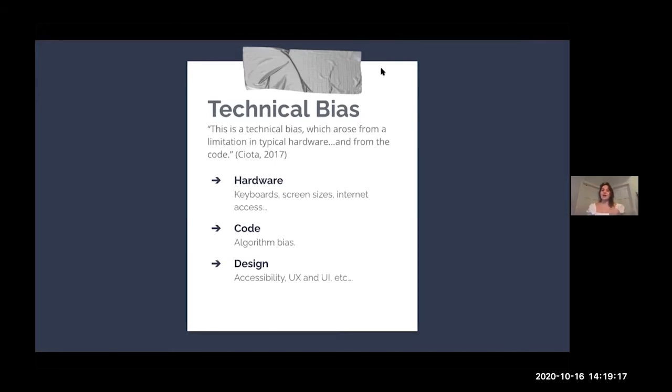When we get to code, we get into algorithm bias. And lastly, design. So accessibility, UX and UI. Can screen readers read it? Can people that are colorblind be able to parse the information that's available on the screen? Things like that.